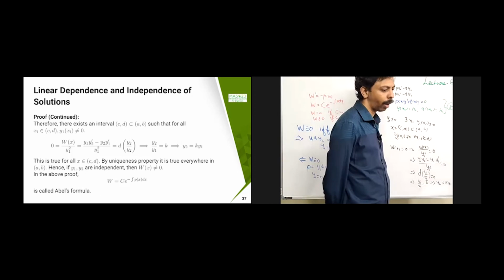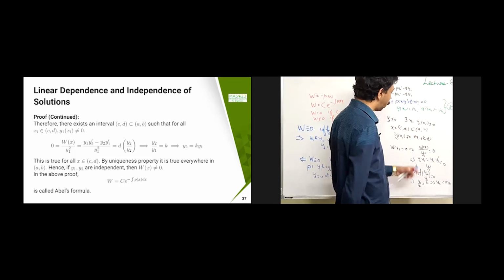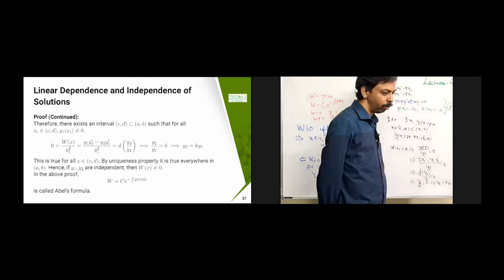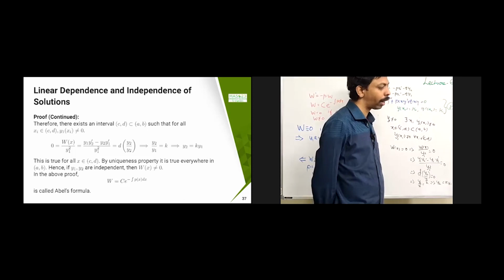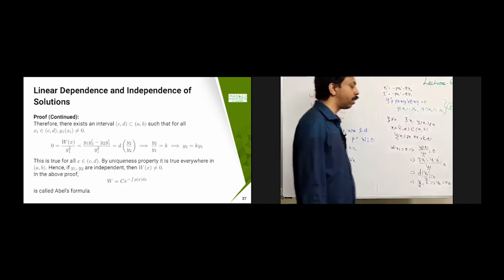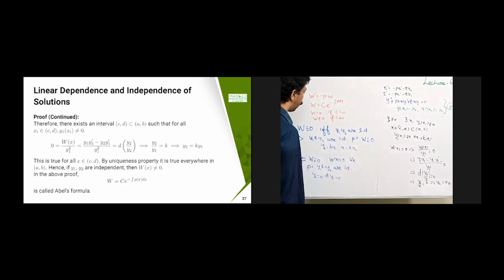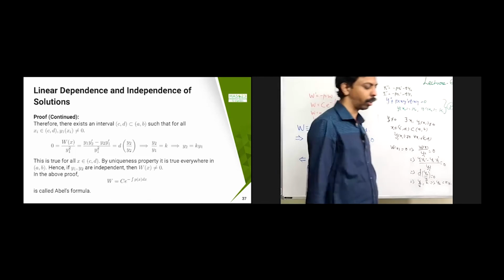This is true not only for xi but for all x in sigma. By the uniqueness property, it is going to be true everywhere. Therefore y1 and y2 are linearly dependent. So if W equals 0, y1 and y2 are linearly dependent; and if y1 and y2 are linearly independent, then W is not equal to 0. That's what we are claiming.